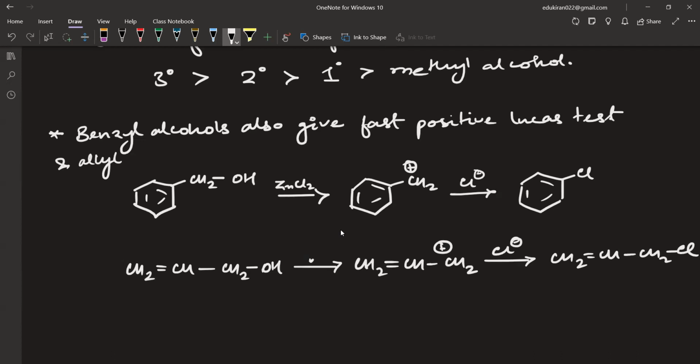Whether you have a primary alcohol, you are still getting a positive Lucas test. Is this clear? Is that clear, these two points?